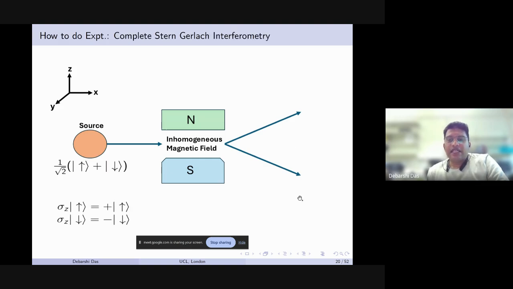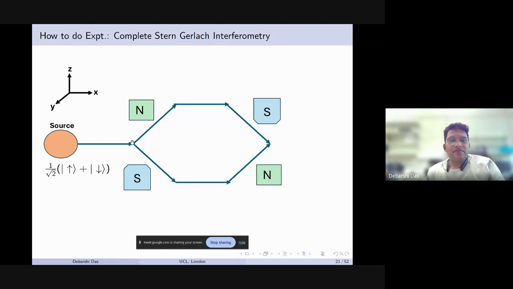Now, if we remove the screen, then this spatial superposition will be retained. Then you invert the direction of the inhomogeneous magnetic field, which will invert the movement of these masses. So initially you prepare a spin superposition, and you subject those masses through some inhomogeneous magnetic field that will create this path superposition. Then after a certain time, you invert the direction of the inhomogeneous magnetic field, which will close these two paths of the masses. In this way, you can create a spatial superposition of a mass.